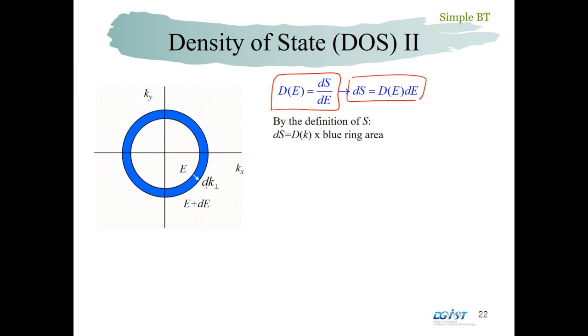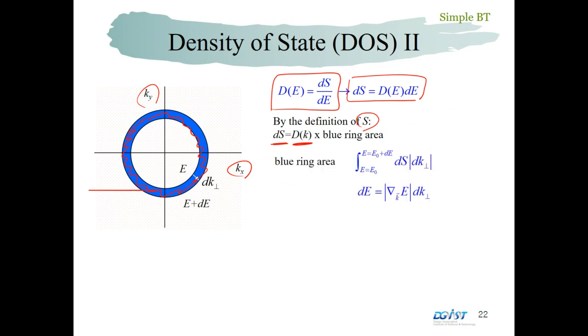And in a Brillouin zone, the energy, let's think about kx and ky, and by the definition of S, that's the total number of states up to this energy, means the dS is the number of states, so it should be the multiplication of those blue ring with the density of state. And this blue ring area is nothing else but dk perpendicular, and actually, we have a 2 pi k here.